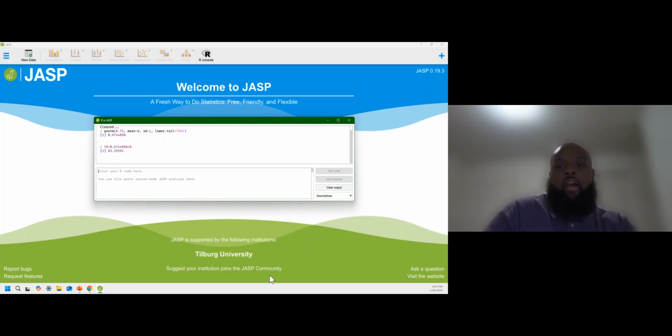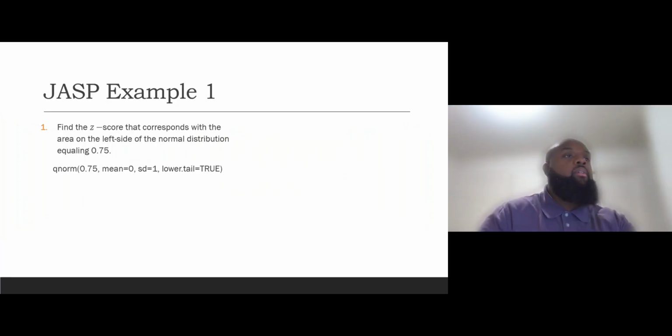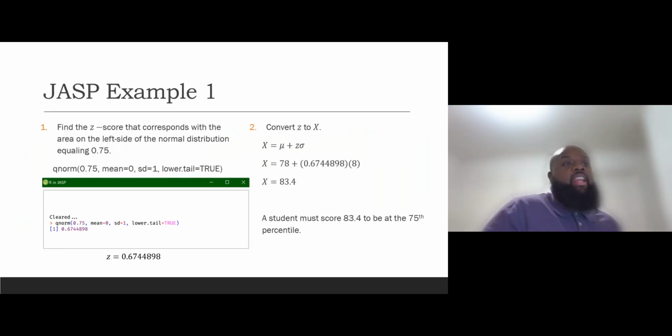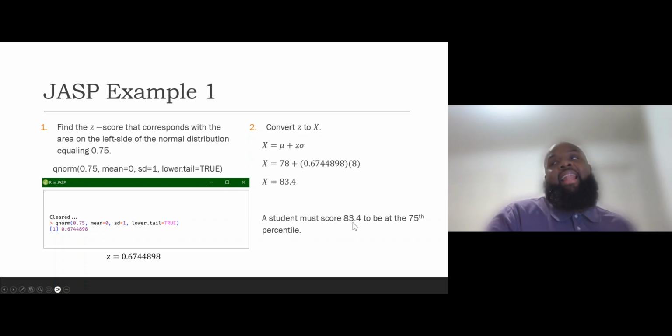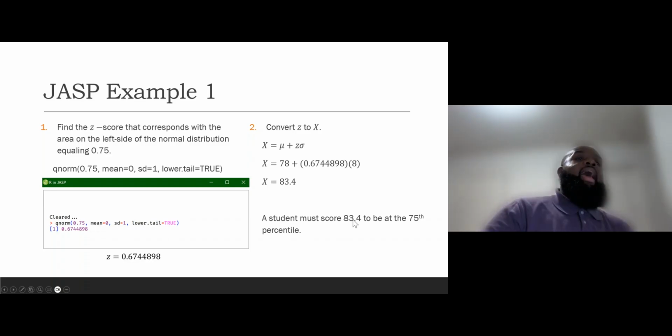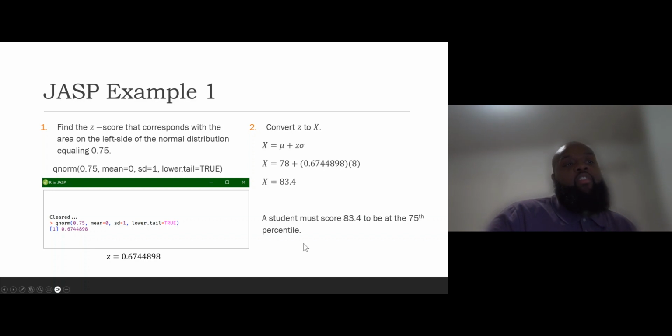All right. And so if I go back to my notes, we get 83.4 if I round that to one place after the decimal, or to the nearest tenth place. And so a student must score at least 83.4 in order to be at the 75th percentile. So they need this score to be at the 75th percentile, 83.4.